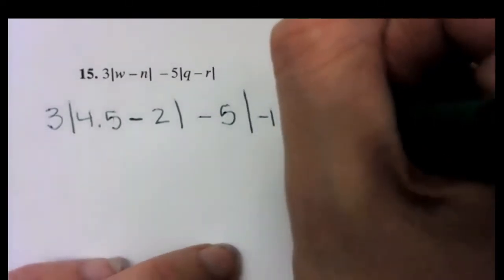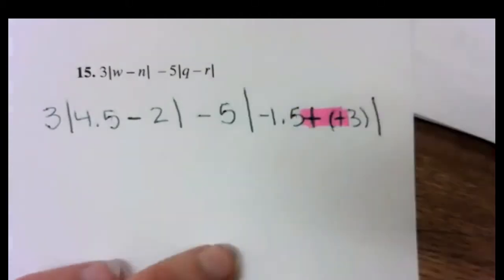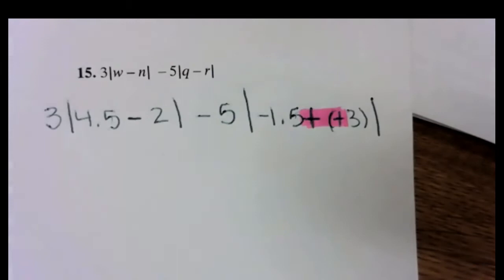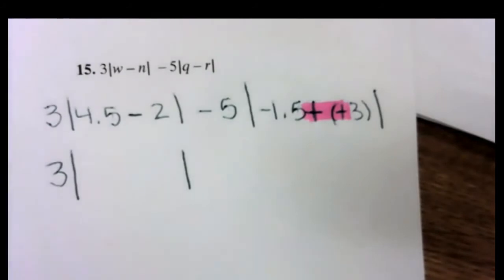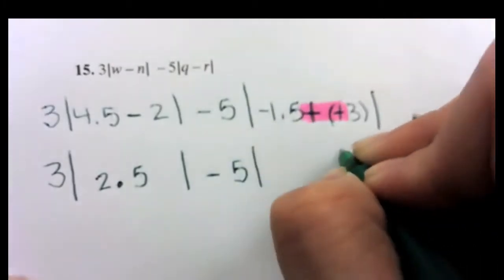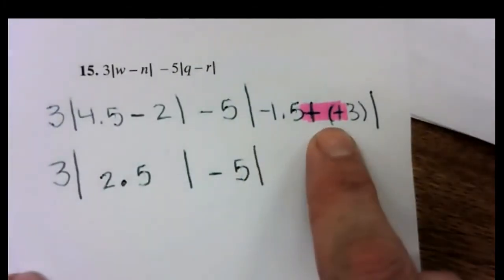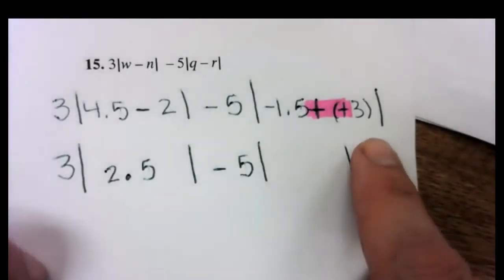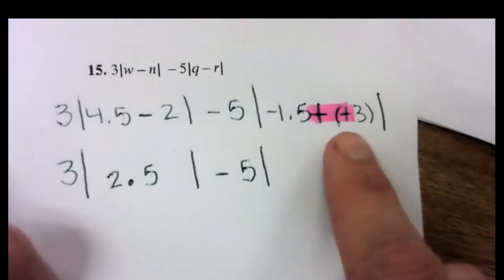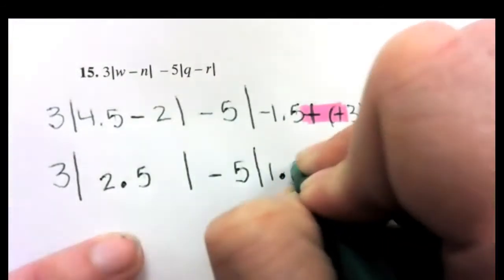Good. So we're going to change these to positives. So the 3 outside the absolute value does not multiply in. What's 4.5 minus 2? Dominique? 2.5. Awesome. That minus 5 stays outside. What's -1.5 plus 3 now? Go ahead, Dominique. What'd you get? Awesome, me too.